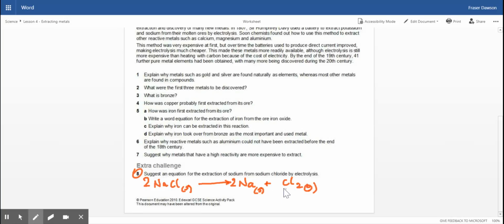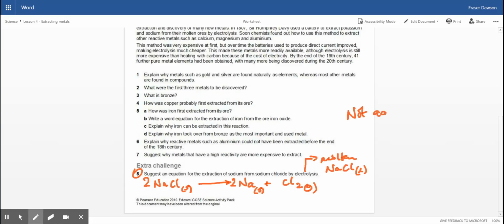The other thing I would say is that what we should note is that you have to do this with molten sodium chloride. If you do it with molten sodium chloride, let's call that sodium chloride liquid. If you do that with sodium chloride solution, right, then you're not going to get sodium. You're going to get hydrogen. All right, so let's write that up here just to remind you.